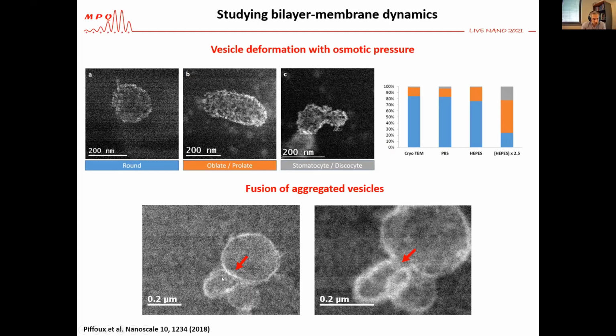And on some occasions, we also observe the aggregation of vesicles, and sometimes we also see the formation of fusion pores. So these two examples show you that with liquid cell TEM, it's actually possible to study the dynamics of bilayer membranes, which are extremely important for many cellular processes. And I'm sure this is something that might be interesting for many biologists.